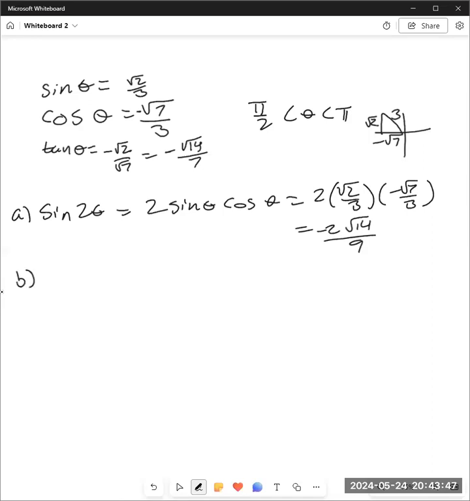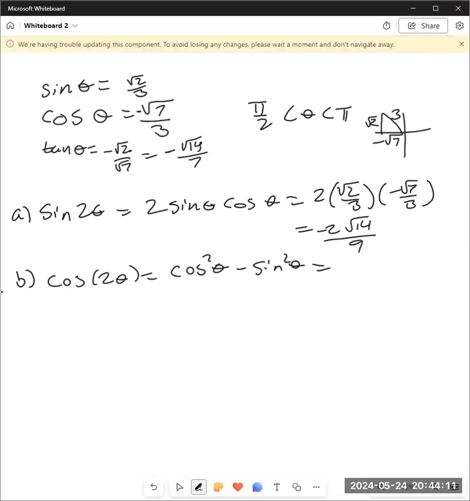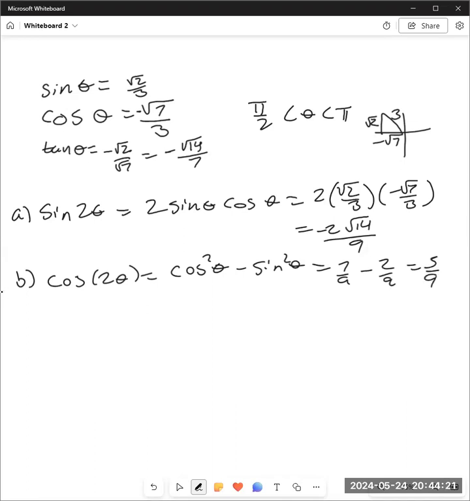B is cosine 2 theta. Let's make this cosine squared theta minus sine squared theta. Cosine squared theta minus sine squared theta is, cosine squared, that's going to be 7 over 9 minus 2 over 9, which is going to be 5 over 9.